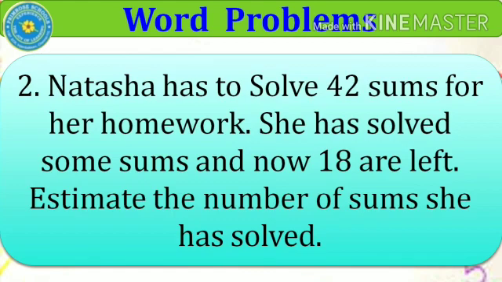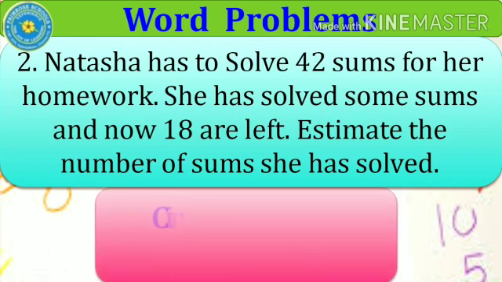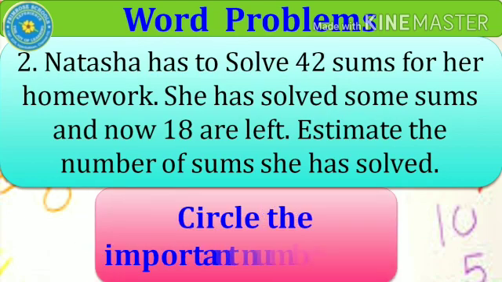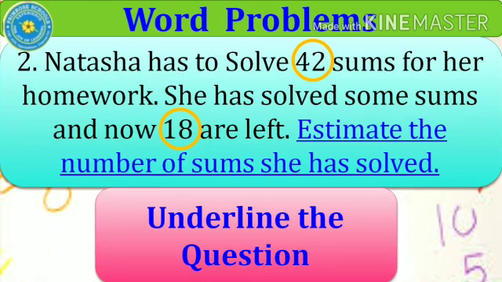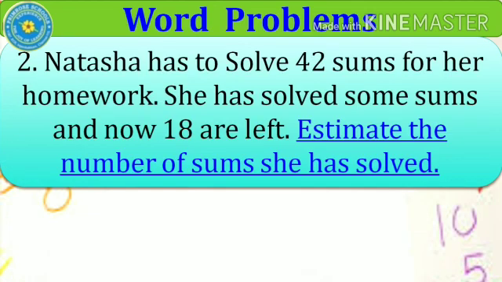First step is to circle the numbers. Correct? So let us circle the numbers. All of you do it. 42 and 18. Correct? Second step would be to underline the question. What is the question? Estimate the number of sums she has solved. Then what is the third step? Box the keywords. Correct, children? Let us box the keyword.